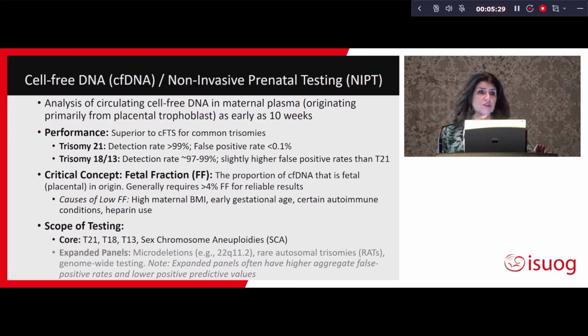It's very good for the detection of trisomy 21 with a very low false positive rate. It's also good for detection of 18 and 13 with a slightly higher false positive rate, but it's very important that you get a good fetal fraction in your sample. And there are many cases where you may get a low fetal fraction, and you may need to consider then what to do because you don't get a result, which I'll go into. The scope of testing is mainly for trisomy 21, 13, 18, and sex chromosome aneuploidies, and there are the expanded panels, which I will mention at a later stage.